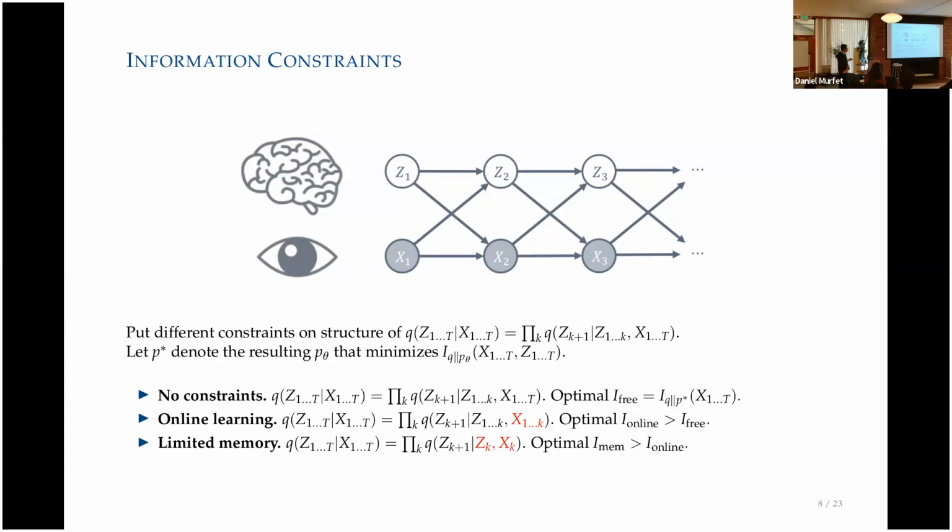Now, for simplicity, I'm going to say P star is the optimal distribution I get from minimizing this KL divergence, relative information.